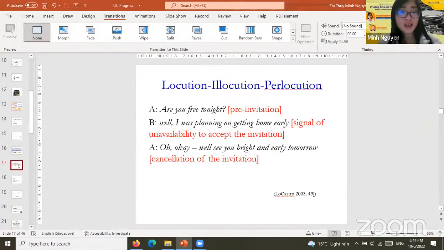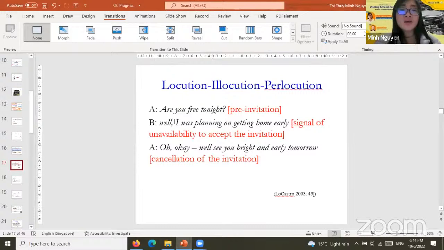So "Are you free tonight?" is what we call a pre-invitation. Okay, so you're testing the water, trying to find out if B is available to accept your invitation. So that's a pre-invitation, and that is the illocution, your intended meaning by asking "Are you free tonight?" It's not an information question, it's a pre-invitation.